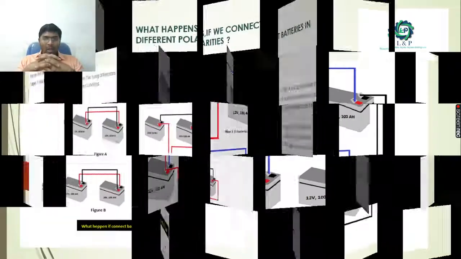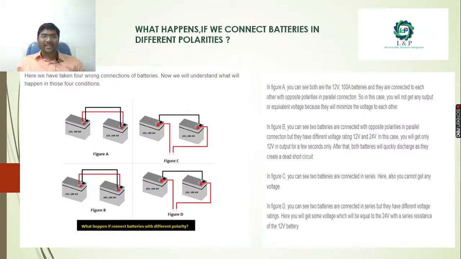Now let's try to know what happens. There are four wrong connections, and we need to understand these four conditions. See here, in the first one we have a 12 volt 100 Ah battery, and the second one is also a 12 volt 100 Ah battery.